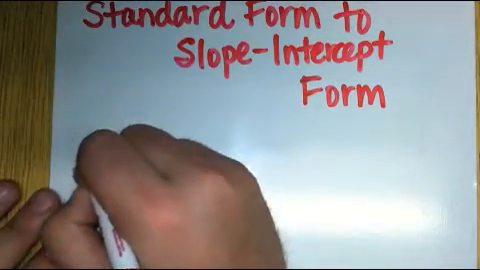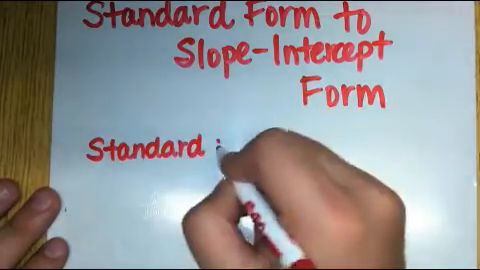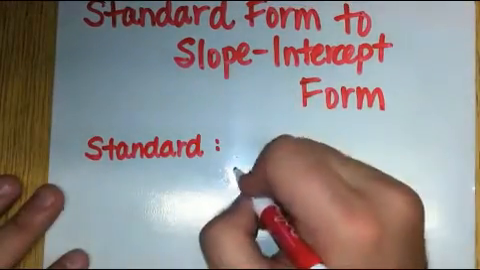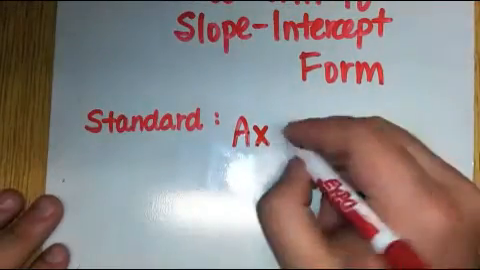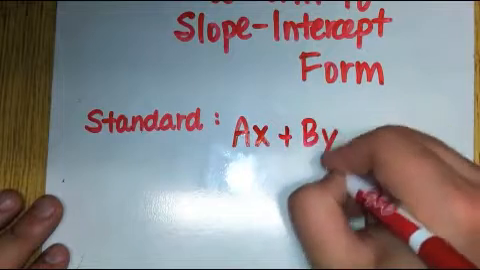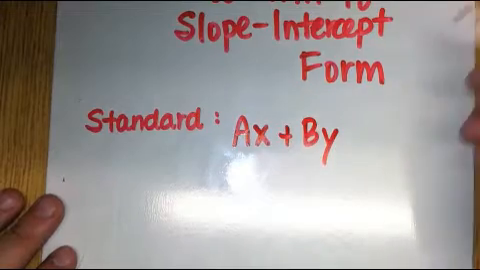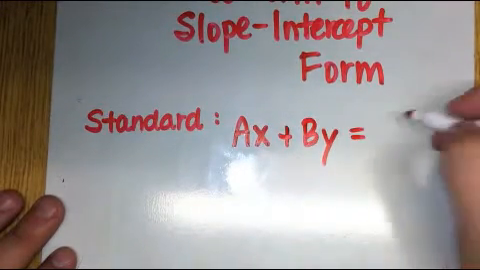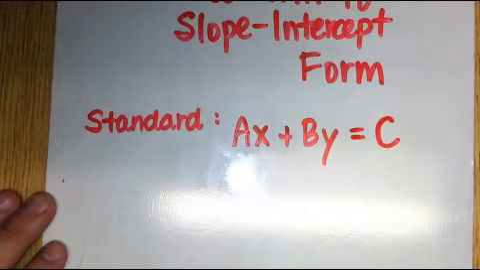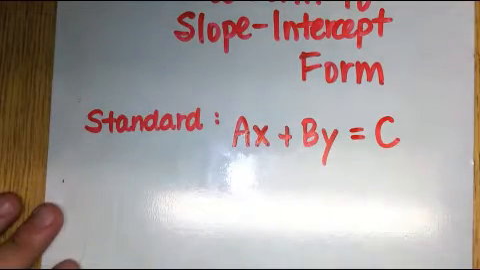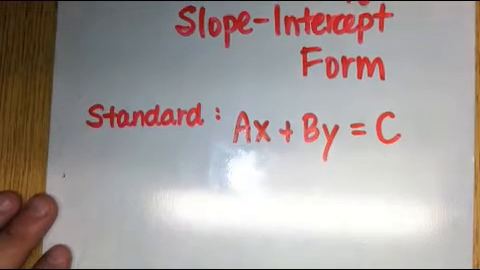So, if you have something in standard form, okay, it's going to look like the following. Some number with x, so I'm just going to call it a for right now, plus some number with y, I'll call that b, and this is going to be equal to another number, c. Okay? So this is standard form. And our mission today is to take something in standard form and turn it into something that's in slope-intercept form.